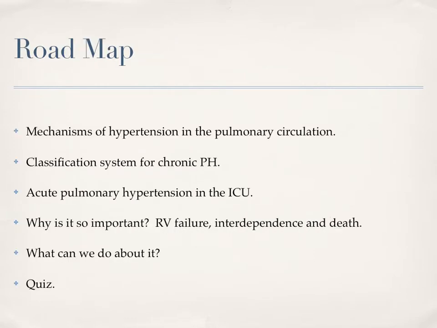So we're going to talk a bit about the mechanisms of hypertension in the pulmonary circulation. We're going to talk about classification of the chronic causes and some of the acute causes and the complications for the right ventricle, this concept of interdependence, and then we're going to talk a bit about the management of pulmonary hypertension.